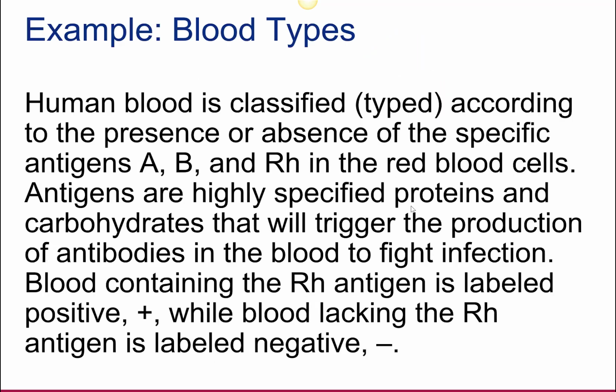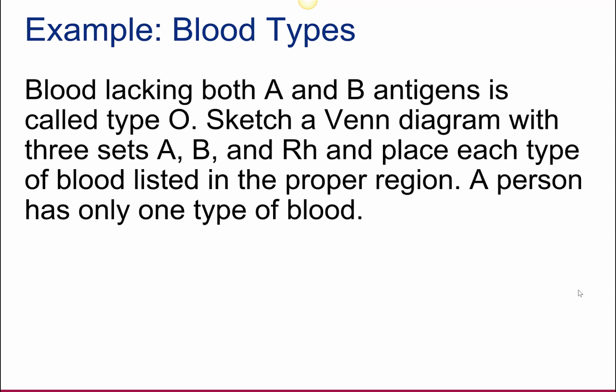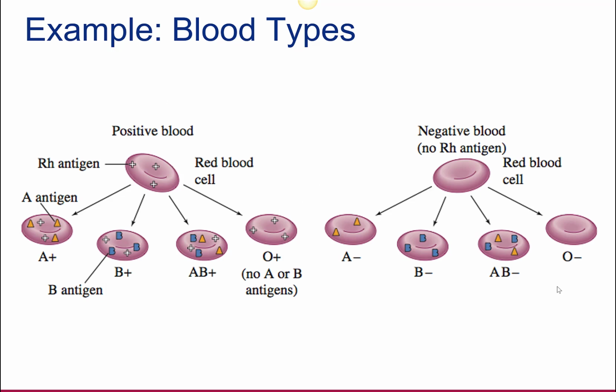Blood types. Human blood is classified according to the presence or absence of specific antigens A, B, and Rh in the red cells. Antigens are highly specified proteins and carbohydrates that will trigger the production of antibodies in the blood to fight infection. Blood containing the Rh antigen is labeled positive, while blood lacking the Rh antigen is labeled negative. Blood lacking both A and B antigens is type O. Sketch a Venn diagram with 3 sets, A, B, and Rh, and place each type of blood into the proper region. A person has only one type of blood.